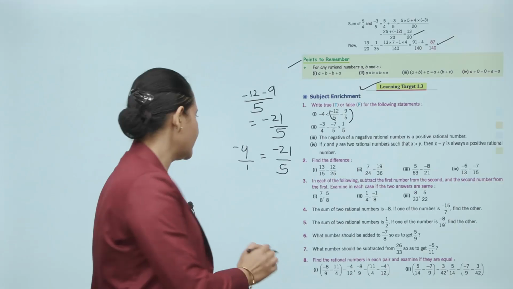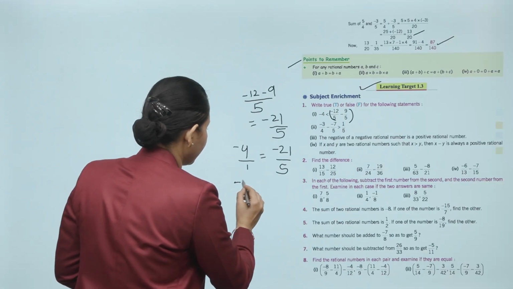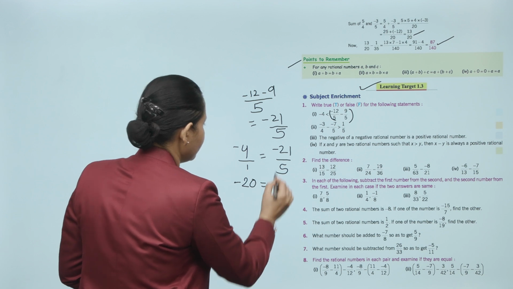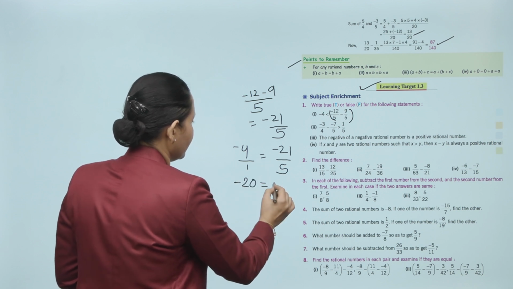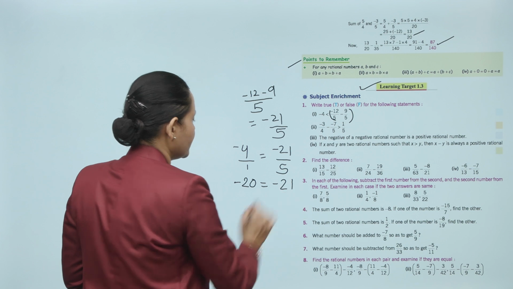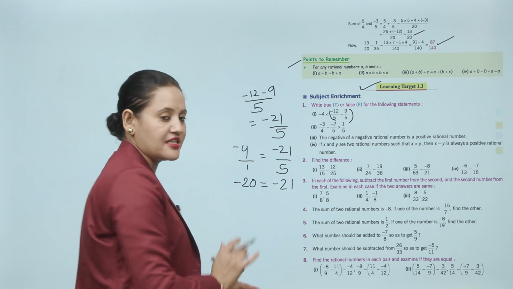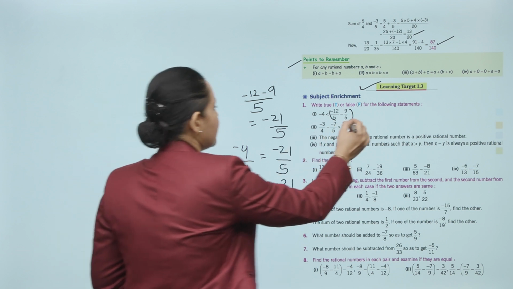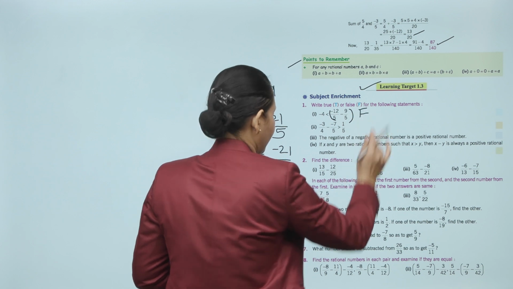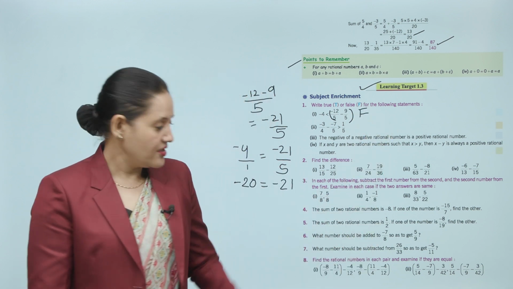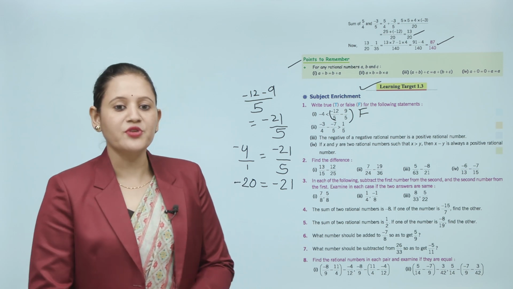So what will this become? Minus 4 into 5, that is minus 20, and minus 21 into 1, that is minus 21. So which is greater? Minus 20 is greater than minus 21. So this statement is false. So we'll write F. Clear? So do all these questions. We'll move to the next topic.